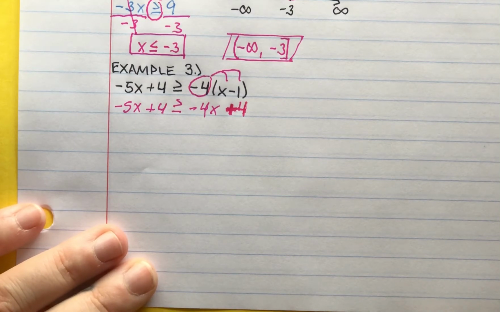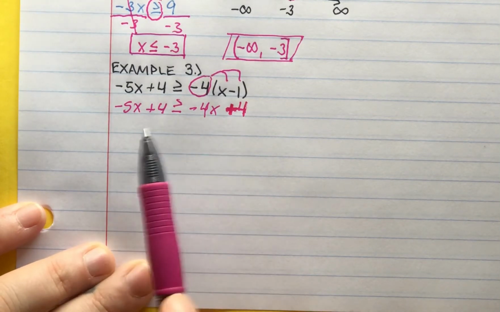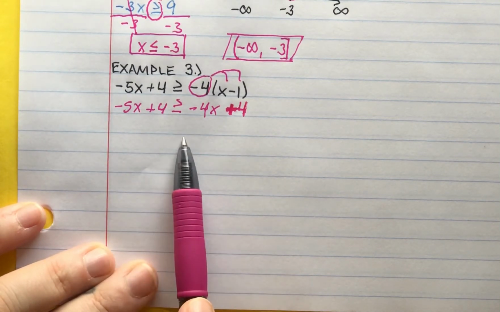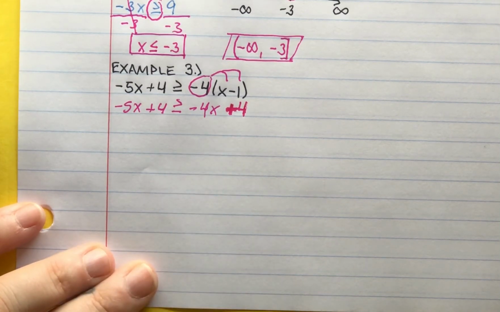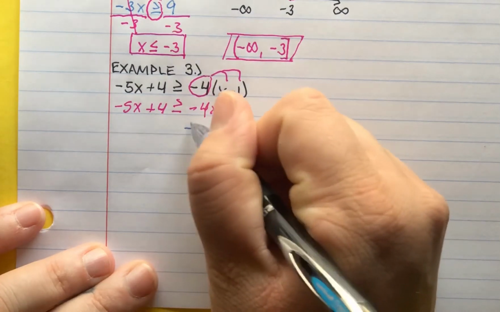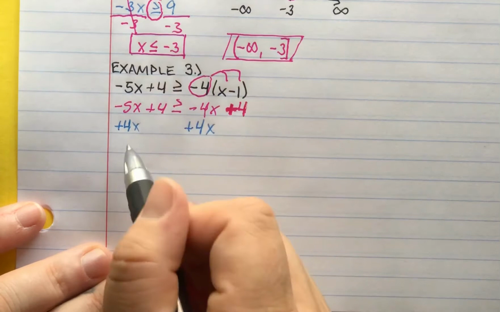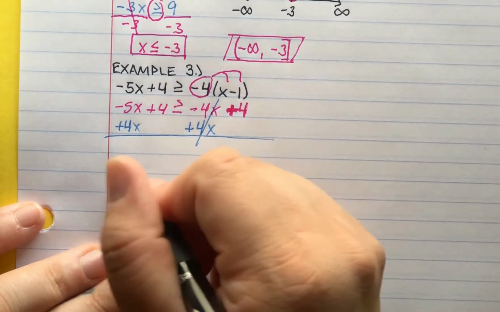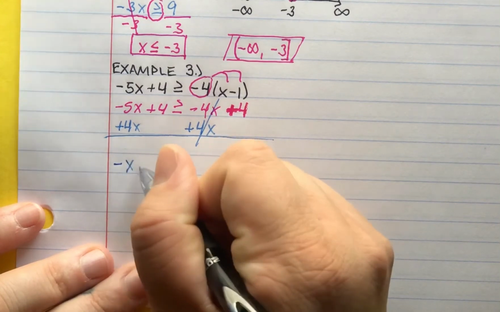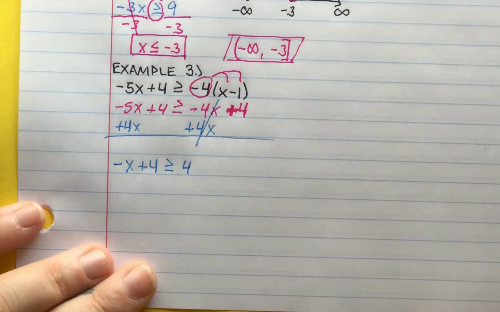From here, I'm going to move my x's to one side. 9 times out of 10, I'm going to just move them to the left. That way when I read my inequality, it is x, the inequality symbol, and then the number. So I'm going to move the negative 4x over by adding it to both sides. The 4x's will cancel. And I have negative x plus 4 is greater than or equal to 4.